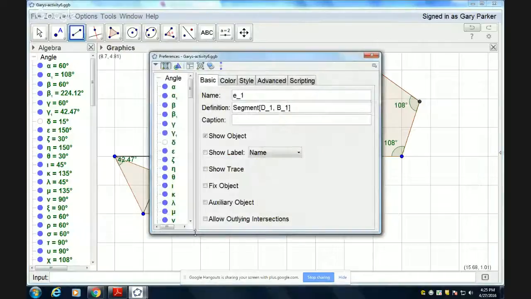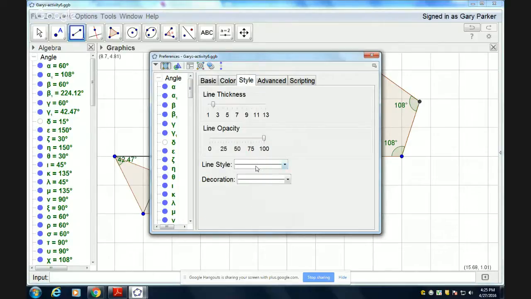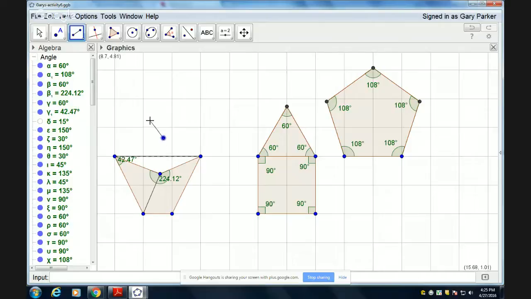So here's another way to tell if a figure is concave versus convex. If any of the diagonals are outside the figure, it's concave. If they're inside the figure, then it's convex. If all the diagonals are inside, it's convex. If any diagonals are outside, it's concave. That's another way to help think about concave polygons. Okay.